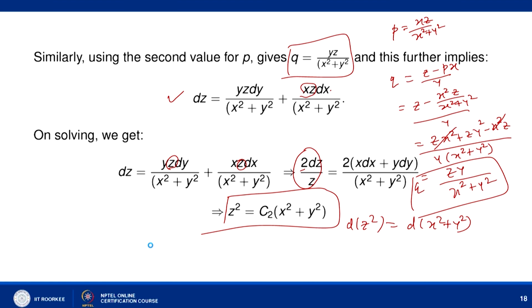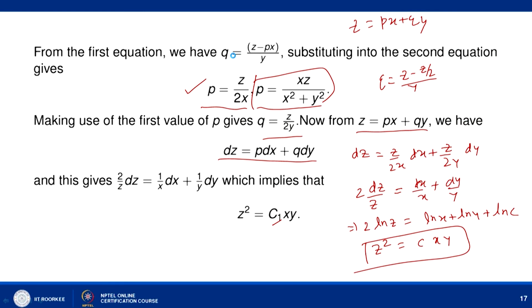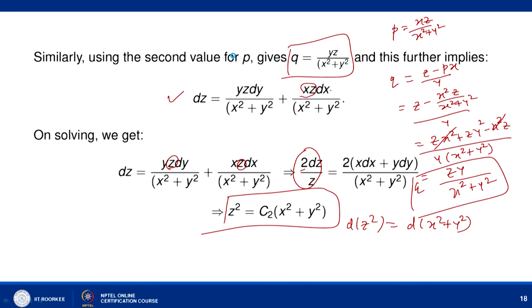So, what we have shown here is that any equation which is homogeneous in x, y and z is compatible with z equal to px plus qy. Then we have taken a particular form of f(x, y, z, p, q), that is 2xy(p square plus q square) equal to z(yp plus xq), and we have found the common solutions. In this case there are two common solutions, which we have obtained: z square equal to c1 xy, and z square equal to c2 times x square plus y square.